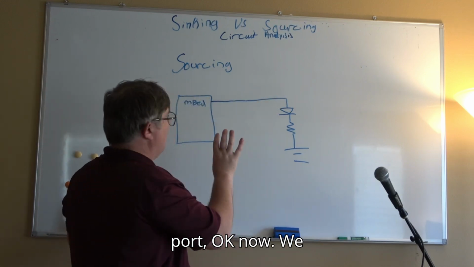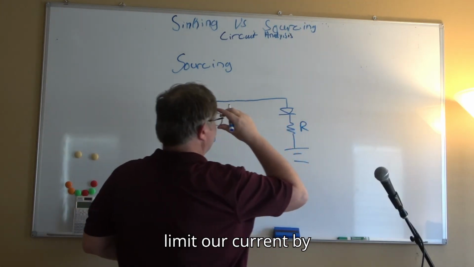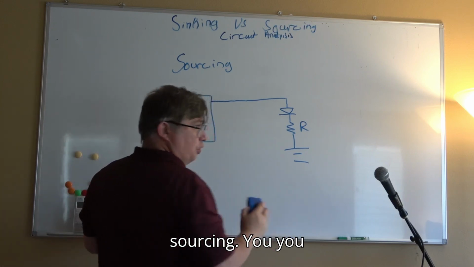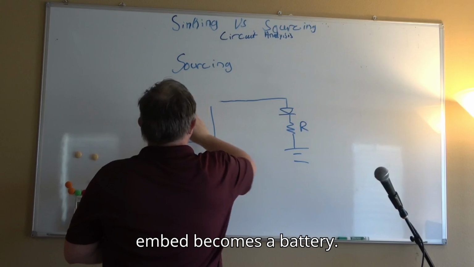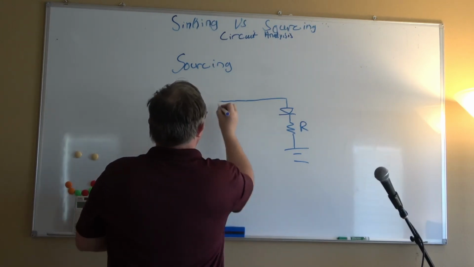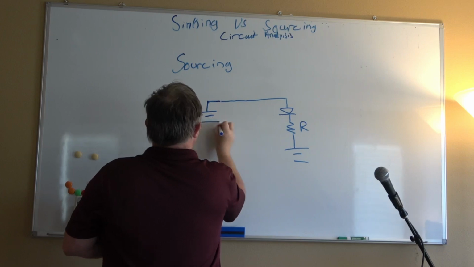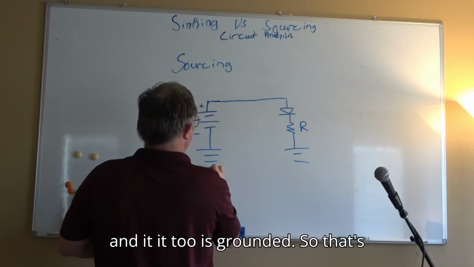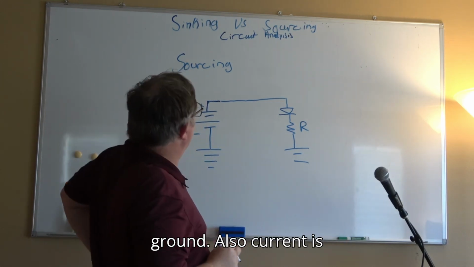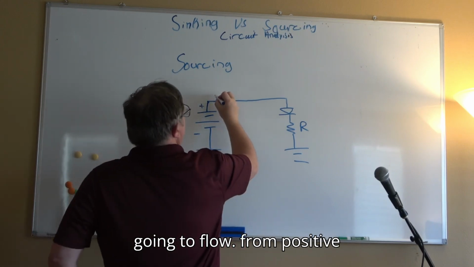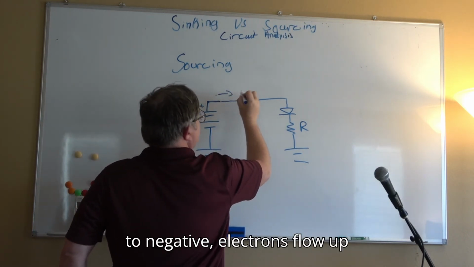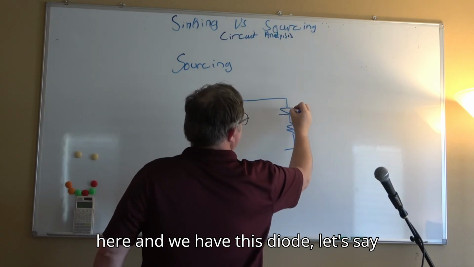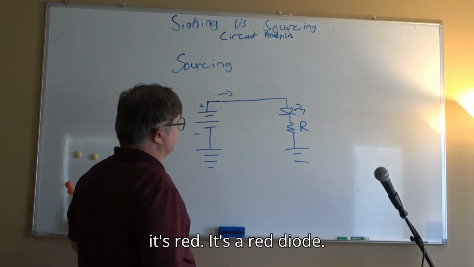Now we have an R here. We want to limit our current by sourcing. You want to substitute, so now your MBed becomes a battery. And it too is grounded, so that's the ground. Also, current is going to flow from positive to negative. Electrons flow from negative to positive. We have an R here, and we have this diode. Let's say it's a red diode.